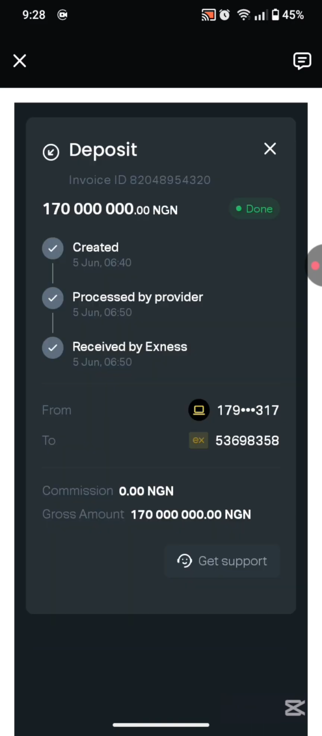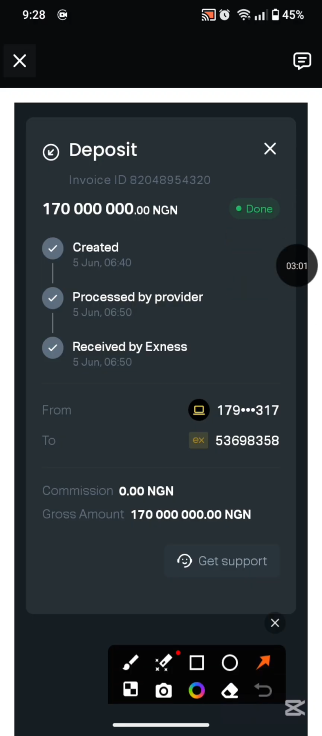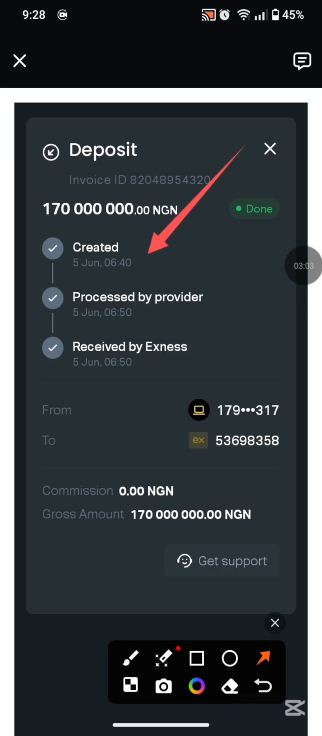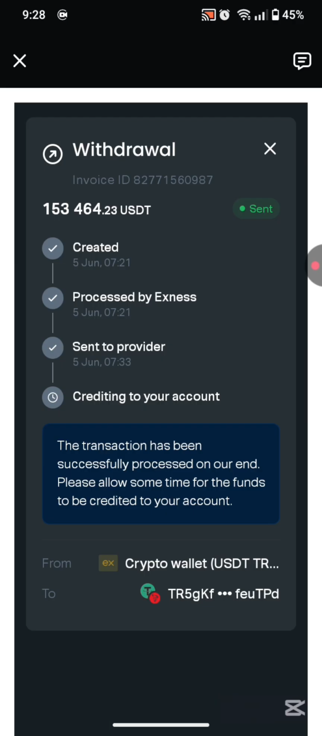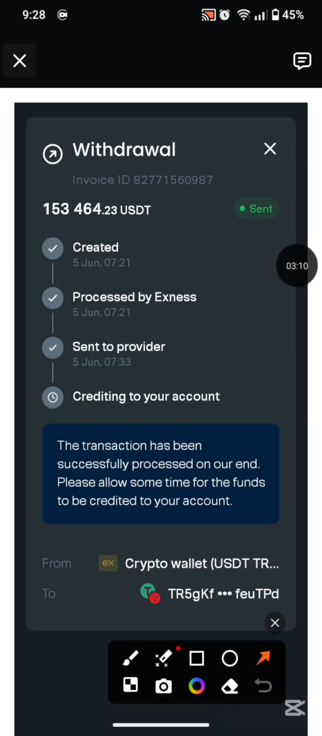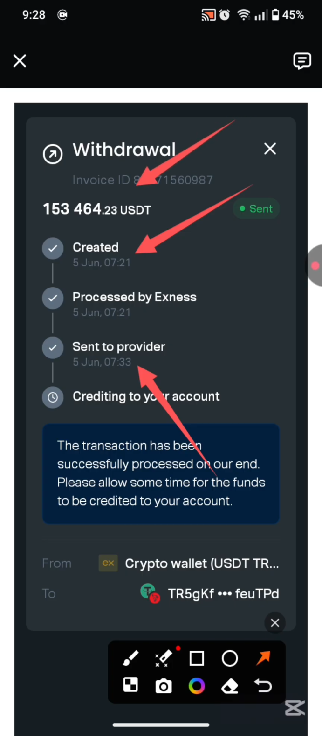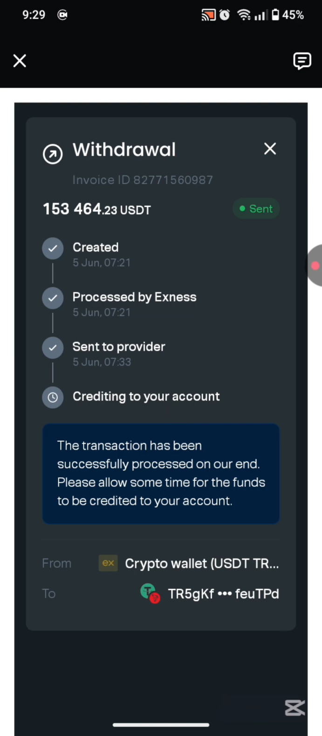You can see here, this is my deposit. I deposited a total of 170 million, and this came in at 6:40 a.m. this morning. Then I went ahead and placed a withdrawal at about 7:21, and it was sent out at 7:33 a.m., and I withdrew a total of 153,464.23 USDT. So that is my transaction history for today so far.